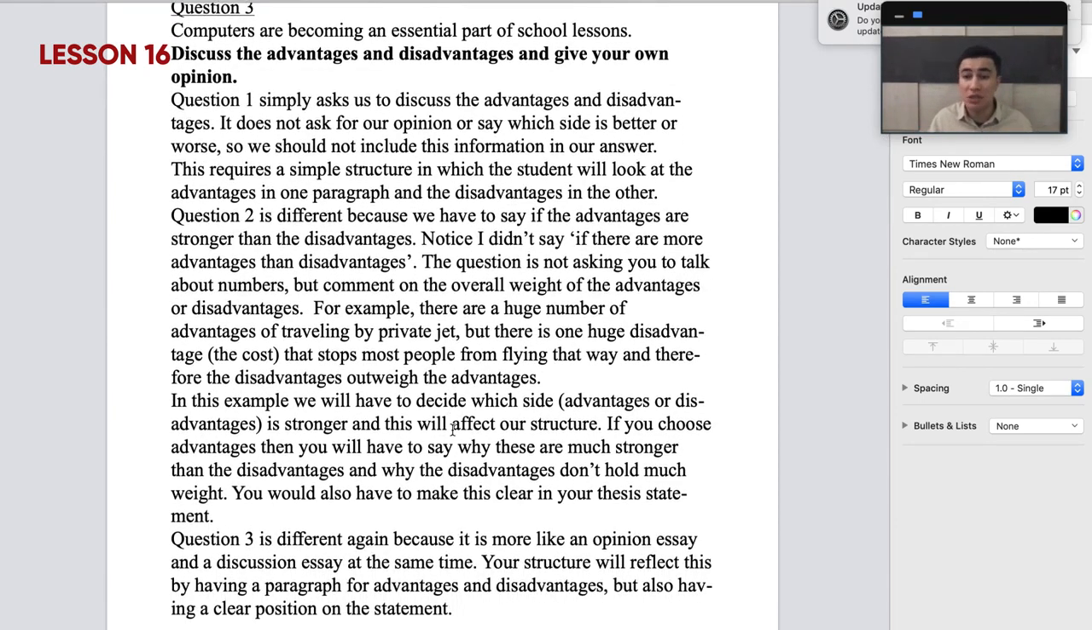And question number 3 is different again, because it is more like an opinion essay and a discussion essay at the same time. Your structure will reflect this by having a paragraph for advantages and disadvantages, but also having a clear position on the statement. So you should clarify your position in your thesis statement as well as in body paragraph.